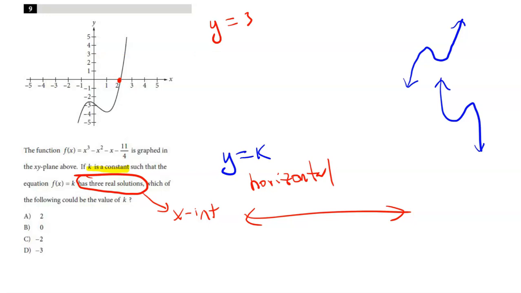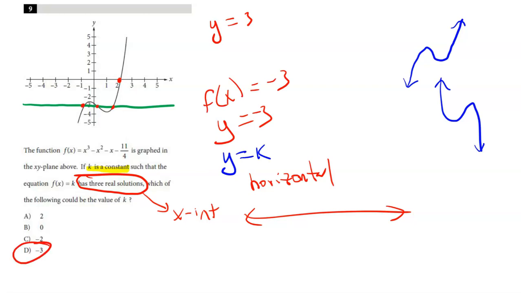But if I look down right here, at this spot, if I focus on that line, I think that's the one horizontal line where I am going to get 1, 2, 3 solutions. So my line needs to be y equals -3, or f of x equals -3. So the correct answer there is D.